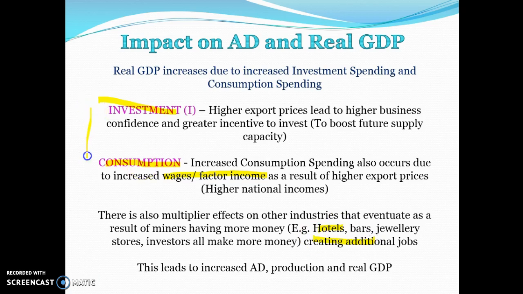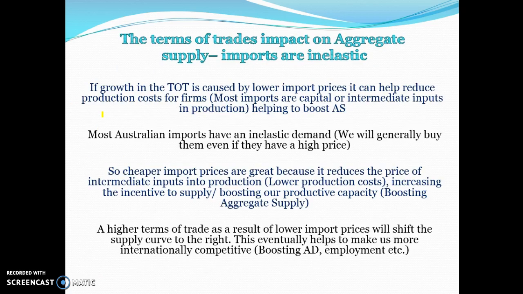So you need to link a boom in the terms of trade to investment and consumption. If it increases because of lower import prices, then that's going to lead to reduced production costs for firms. Therefore, they will be more willing and able to supply, and that can boost aggregate supply. So it's key to recognise that cheaper imports are great because they reduce production costs and therefore help to boost our productive capacity.